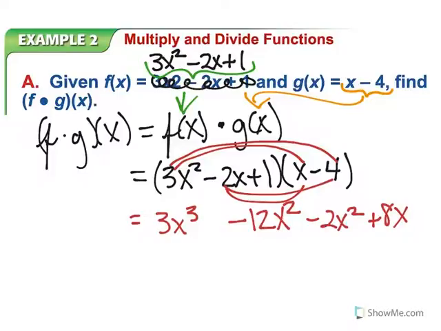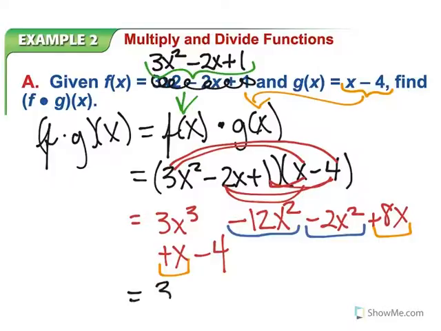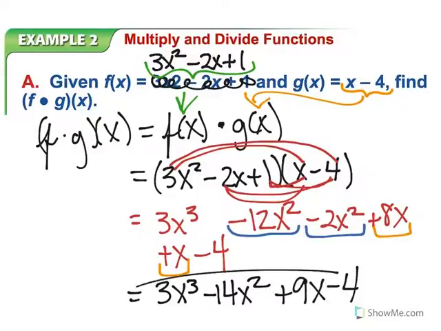And then our last one, we're going to take 1 times x, so plus x, and then 1 times negative 4, which is minus 4. Now, if we have any like terms, we're going to combine them. I see a couple x squared terms. I see a couple x terms. And so our actual answer is 3x cubed minus 14x squared plus 9x minus 4.